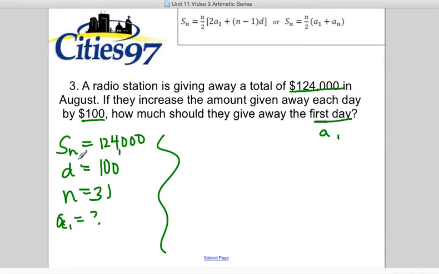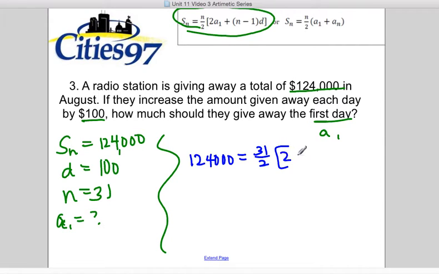All right, so which of these should I use? I have D and N. I do not have my last term, so I'm going to have to use this equation again. Let's plug everything in. S sub n is 124,000 equals N, 31, divided by 2, times 2 times a sub 1, plus N, so 31 minus 1 times our difference, 100. All right, so simplifying.